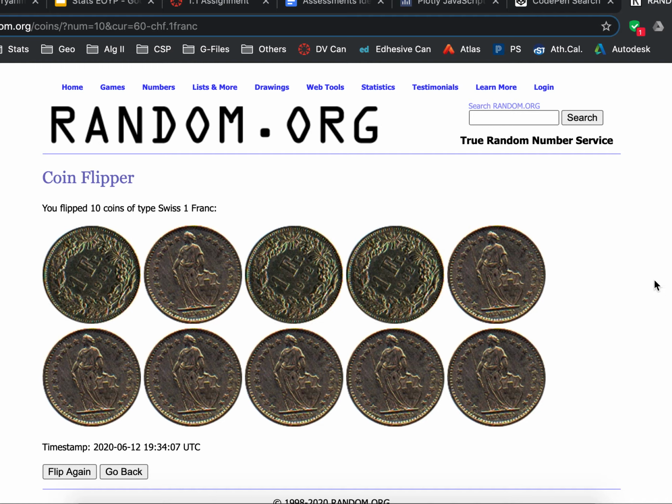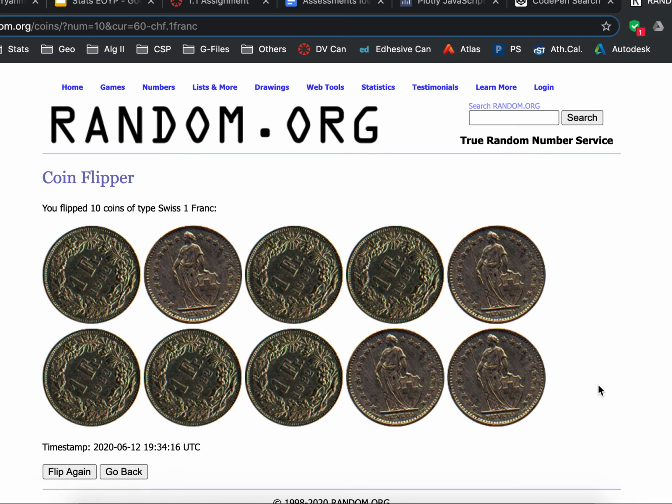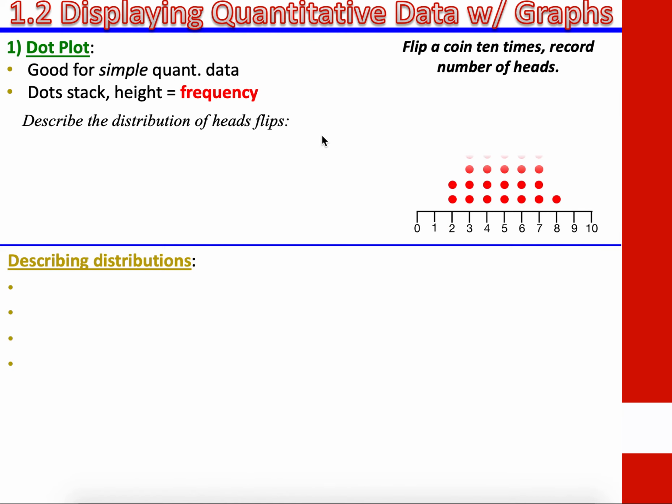So what I would do is I would jot down 7 somewhere, and I would flip again to indicate another student's coin flip, and this would be 4. And I would do this however many times I wanted to. As it turns out, I did it about 30 times, and then I recorded those numbers in an Excel document, and then I graphed them, and the graph ended up being like this.